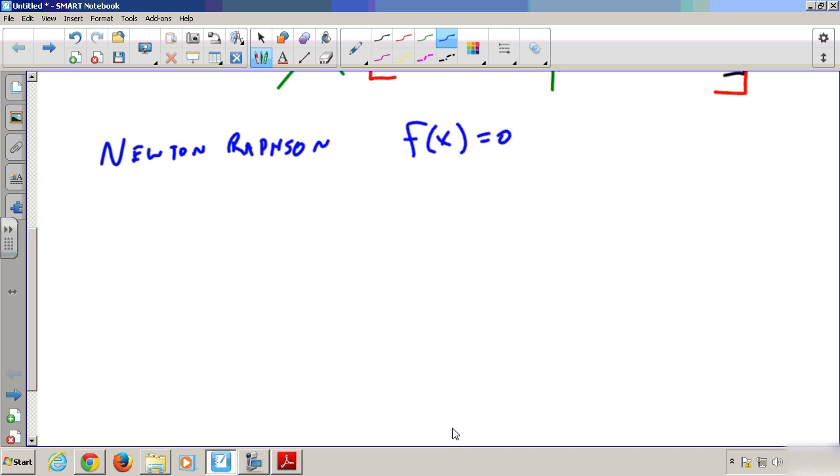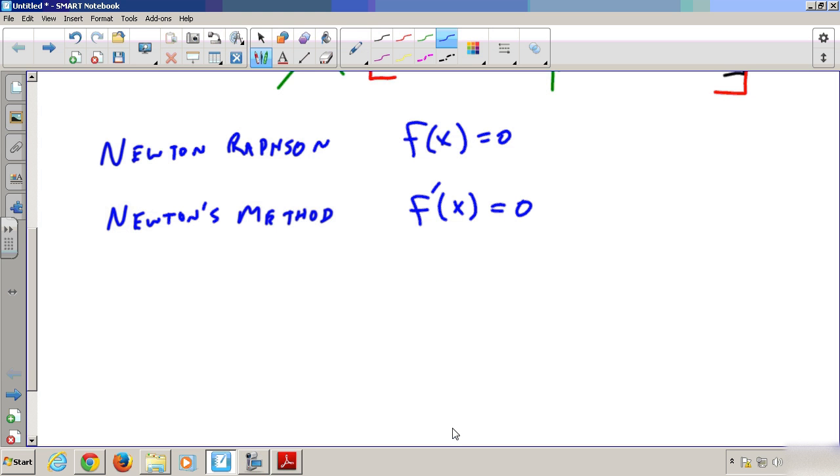Well, now I have this thing called Newton's method. And some students get confused. They go, what are you talking about? Isn't that the same thing as Newton-Raphson? Almost, okay? And here's the deal. Newton's method is almost the same thing as Newton-Raphson. The only difference is that Newton's method is trying to solve this problem.